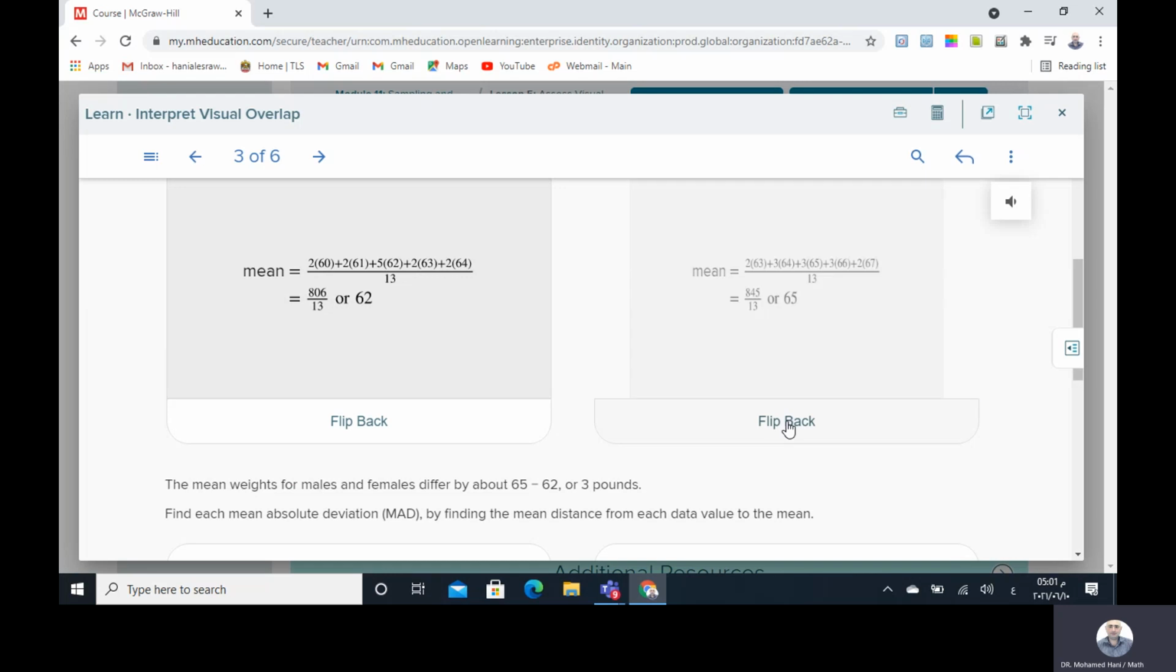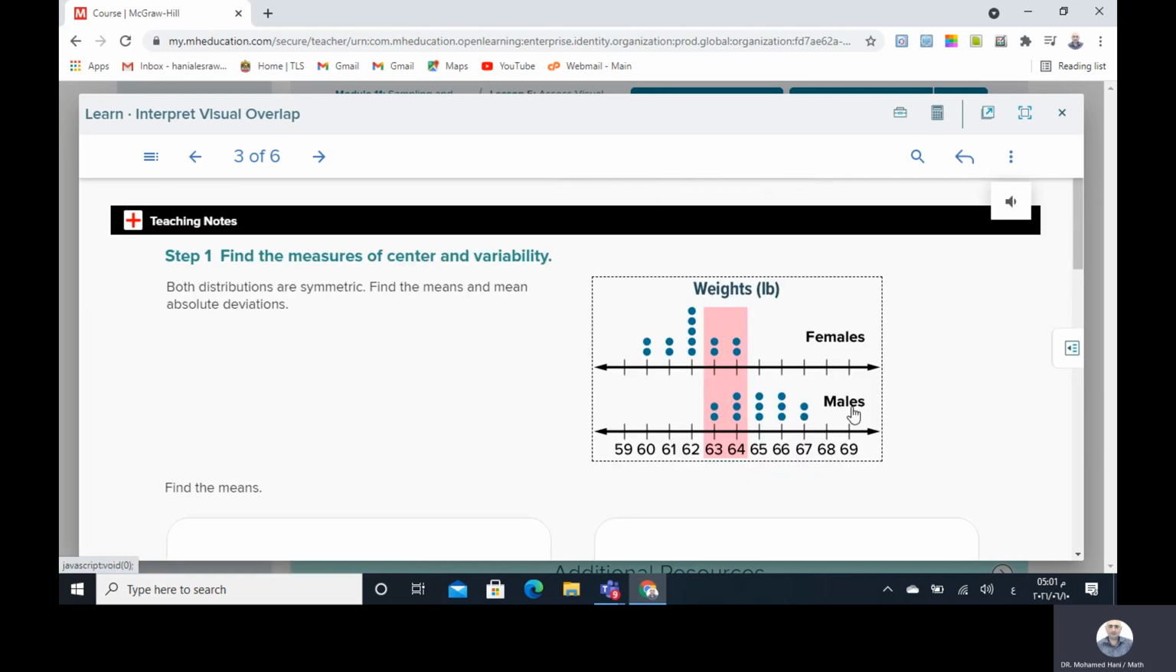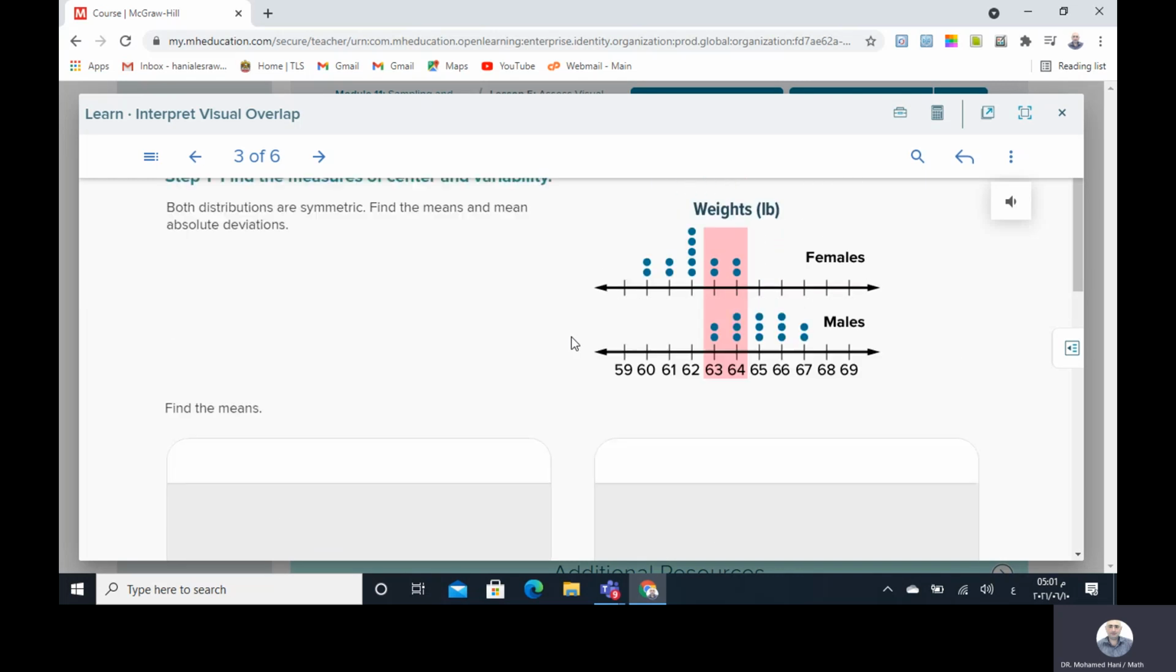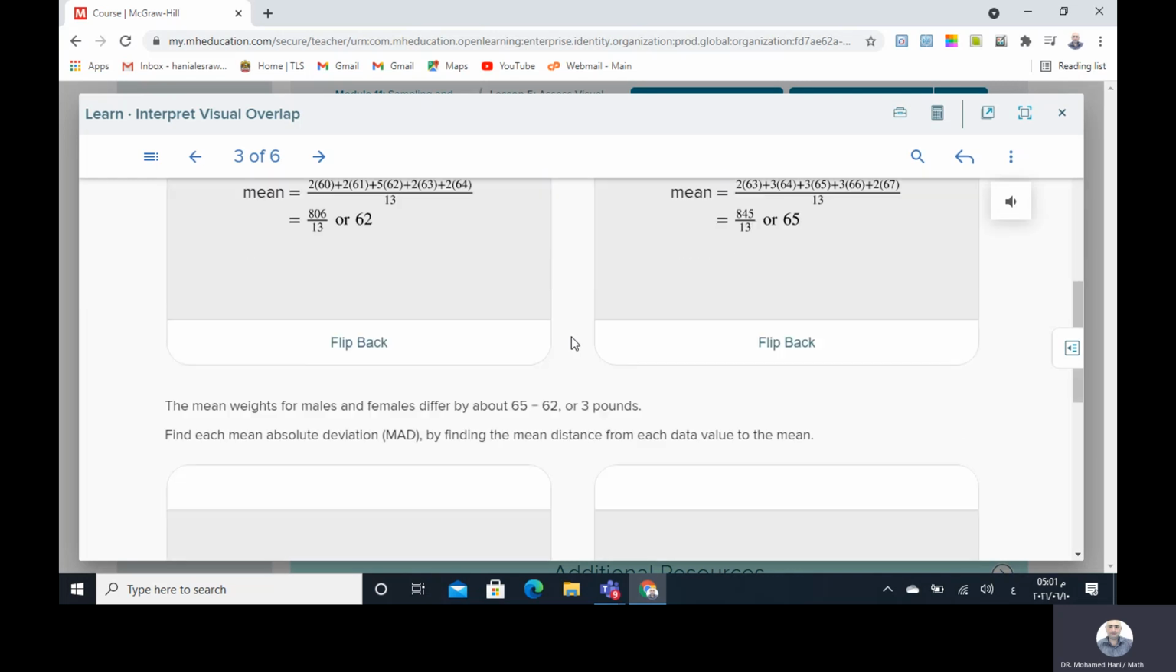And with the same idea, you can find the mean for the males. You will find here 65. So in the formula, we want to find the difference between the means. So the mean weights for males and females differ by about 65 minus 62. 65 minus 62 is 3 pounds.